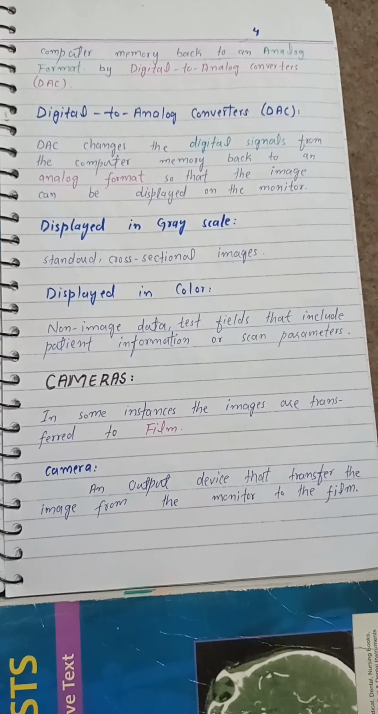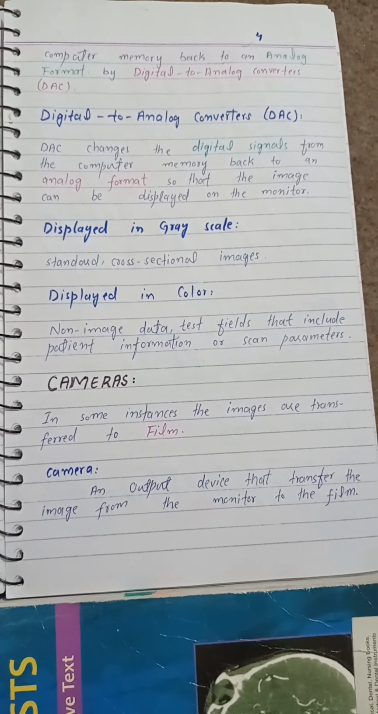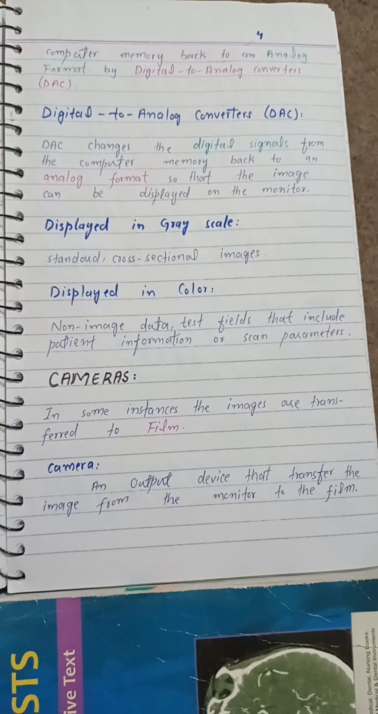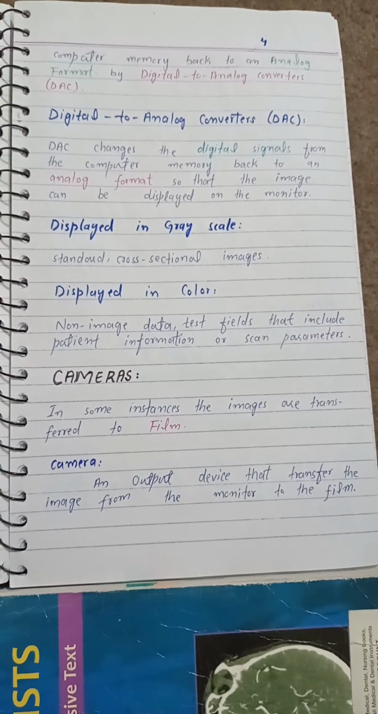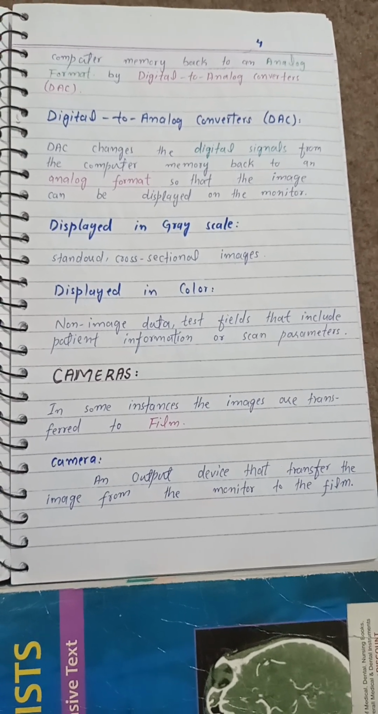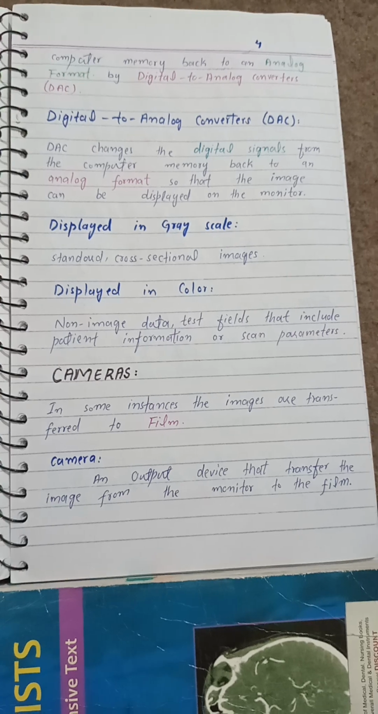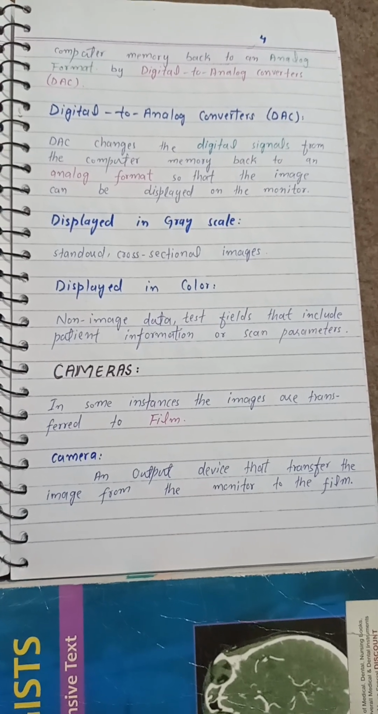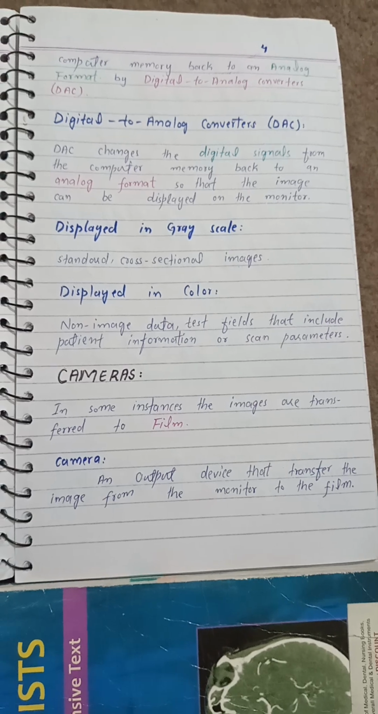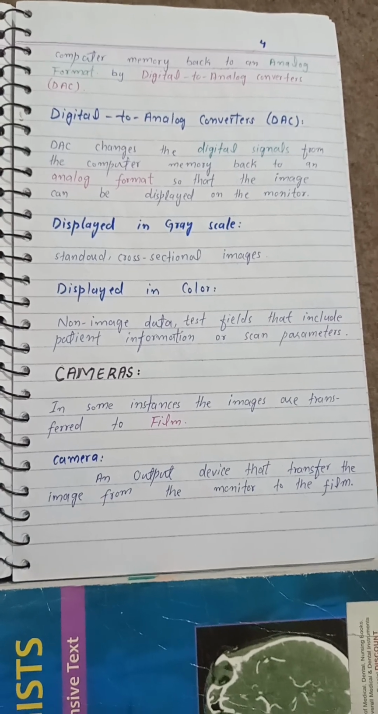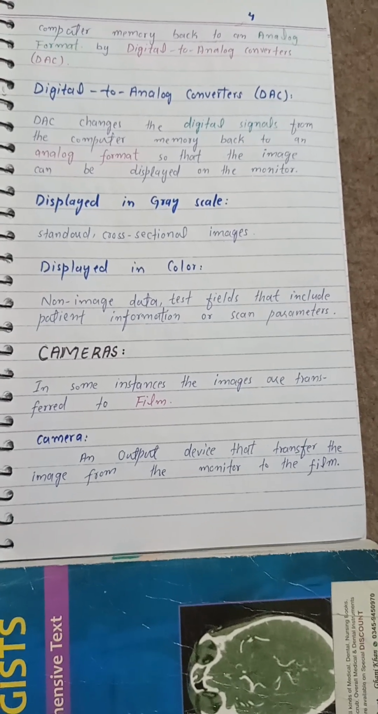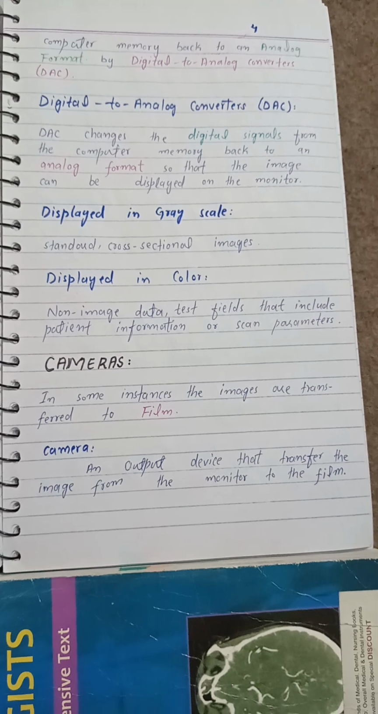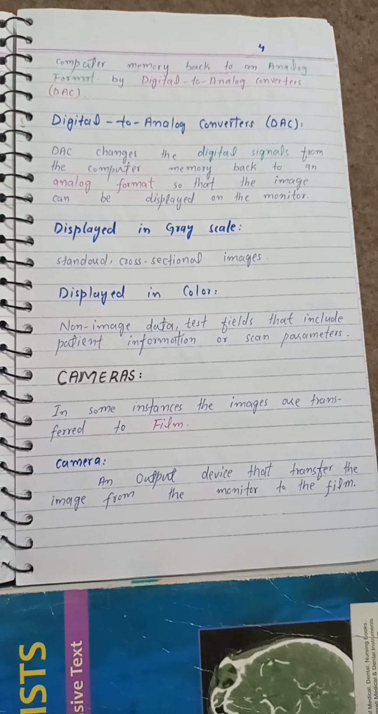Standard cross-sectional images are displayed in grayscale. Non-image data, such as text fields that include patient information or scan parameters, are displayed in color. Camera: in some instances, the images are transferred to film. A camera is an output device that transfers the image from the monitor to the film.